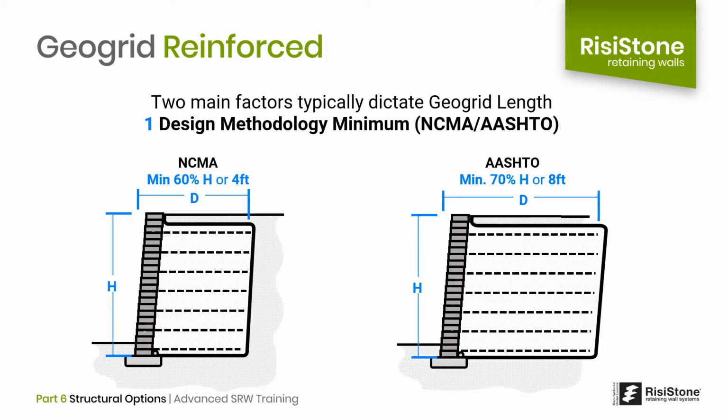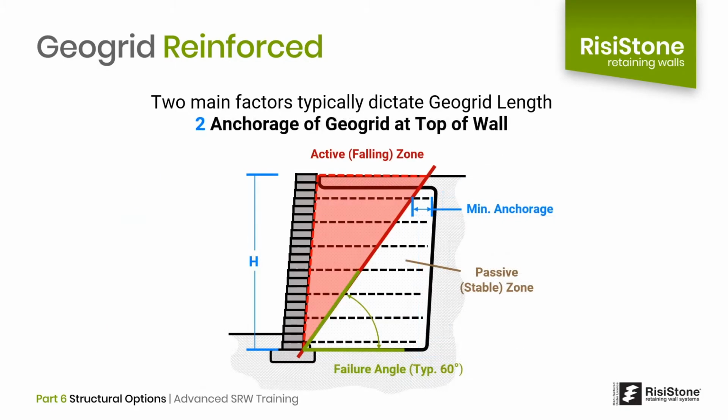For public projects such as transportation or other infrastructure, the AASHTO, or American Association of State Highway Transportation Officials, design methodology will likely govern. Currently, AASHTO requires a minimum of 70% base to height ratio or an 8-foot geogrid. Again, even if the wall is relatively low, a minimum of 8 feet of geogrid is required. The second main factor is known as the anchorage length of the geogrid.